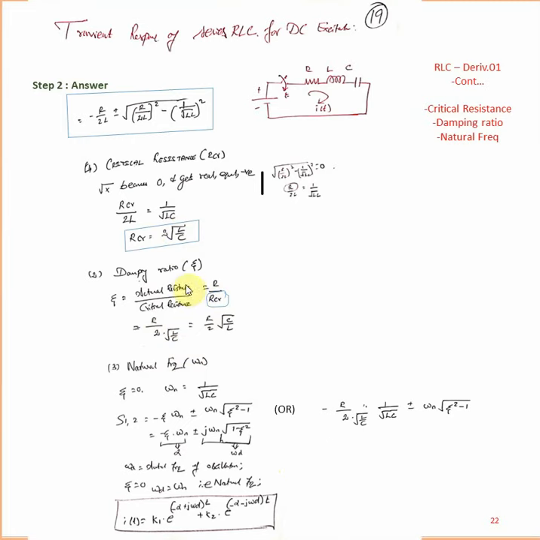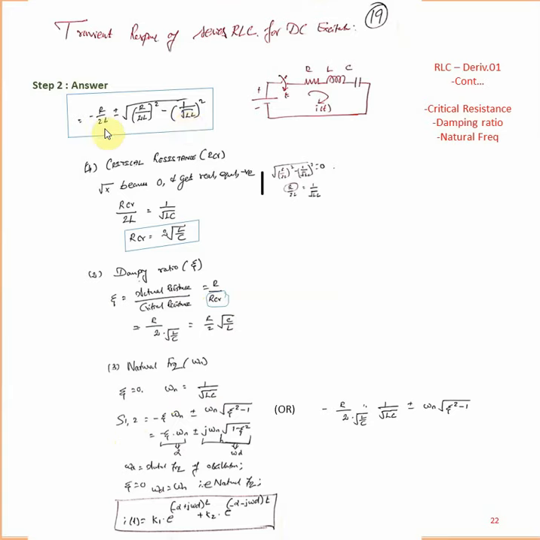The next one is natural frequency. In the natural frequency, epsilon is equal to 0. Omega n is equal to 1 divided by root of LC. So these are the terms I will implement in this place.